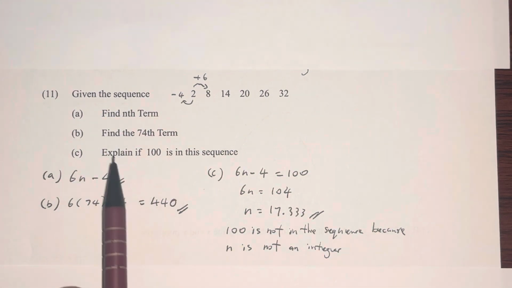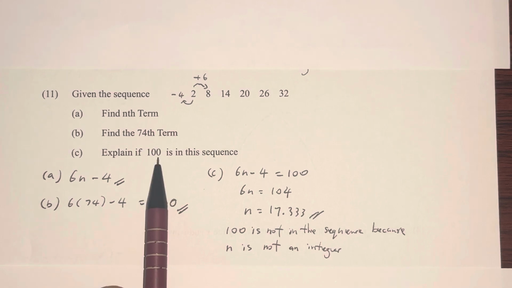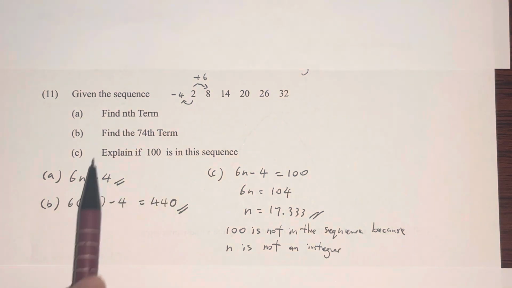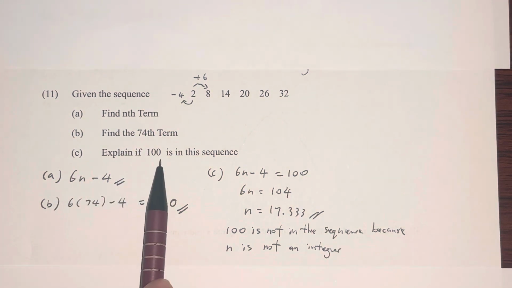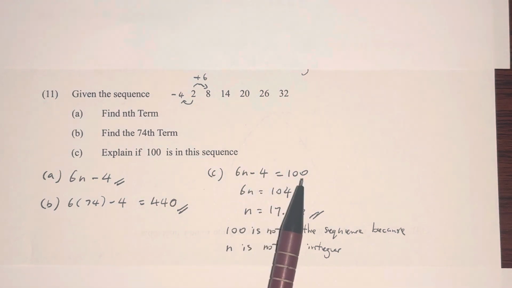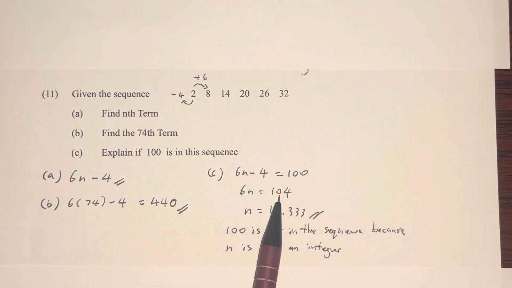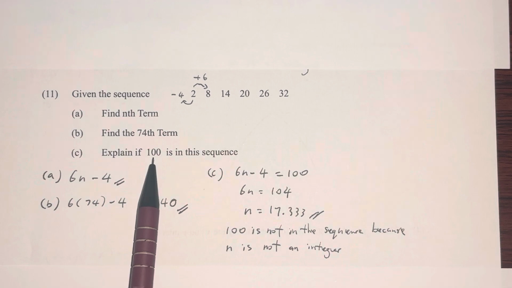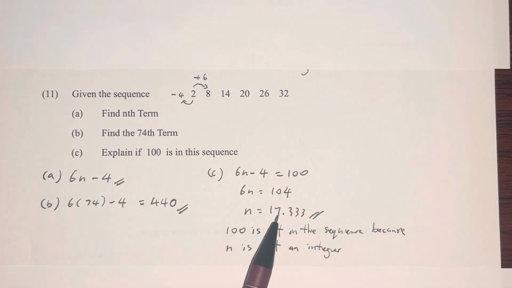Easy. So now the question is to explain if 100 is in the sequence. So same thing, I let the nth term equal to 100. So 6n minus 4 equals 100. Move the 4, divide by 6. Both divide by 6. You can see that it's 17.333. So you think about it. In order to get 100, n must be 17.333.